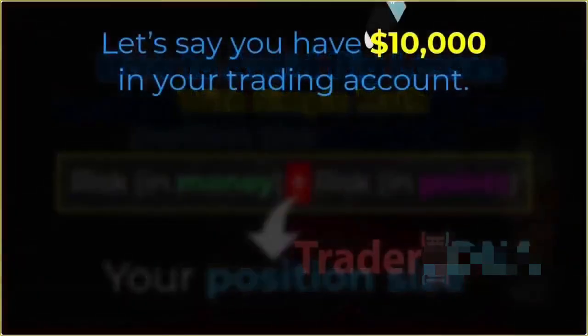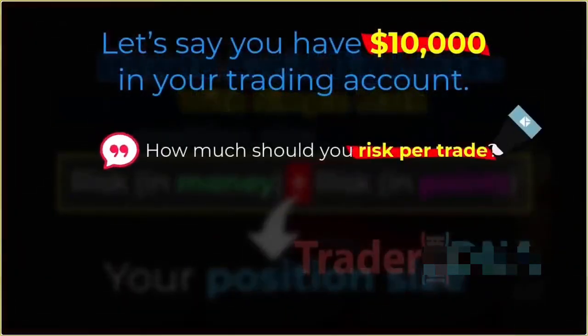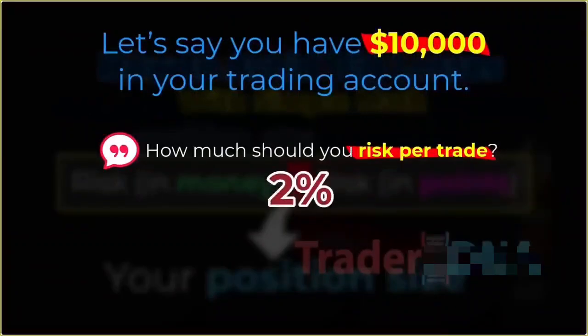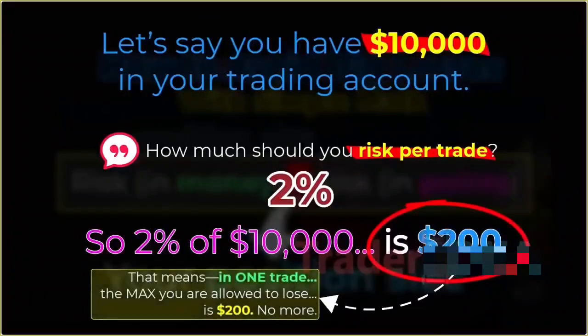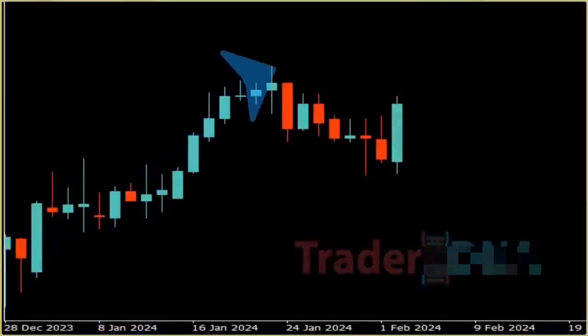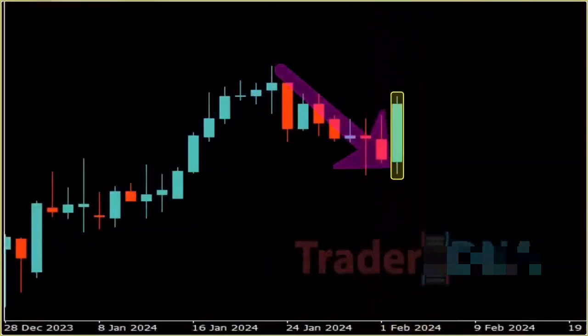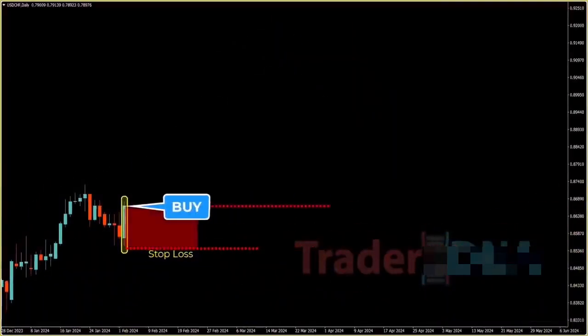Let's say you have $10,000 in your trading account. Focus. Out of this capital, how much should you risk per trade? Around 2%. So 2% of 10,000 is $200. That means in one trade, the max you're allowed to lose is $200. No more. Now picture the market. Price is moving up, making higher highs, then it pulls back, and suddenly you see a strong green candle. Right there, you want to buy. Now we measure the distance from your entry to your stop loss. Let's say it's 10 points.